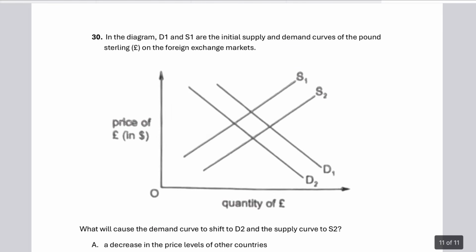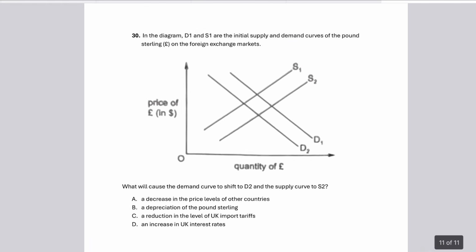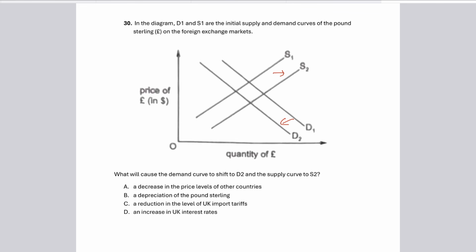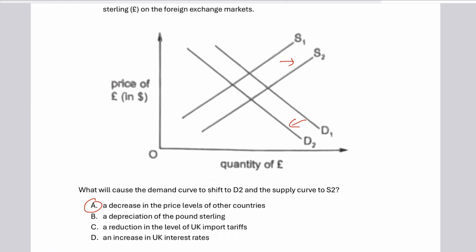Question number 30 is a repeated question from the past papers. It was repeated in May, June 2012 as well, and I guess in 2017 as well. It says D1, S1 are the initial supply and demand curves of the pound sterling on the forex market. What will cause the demand curve to shift to D2 and the supply curve to shift to S2? The demand for the currency is falling, the supply of the currency is rising. The correct answer for question number 30 has to be A for Alpha, a decrease in the price level of other countries. Now I'll tell you why.